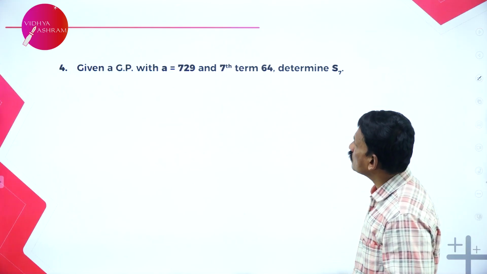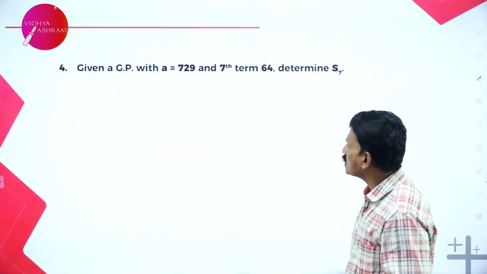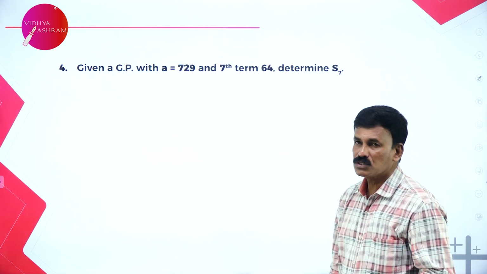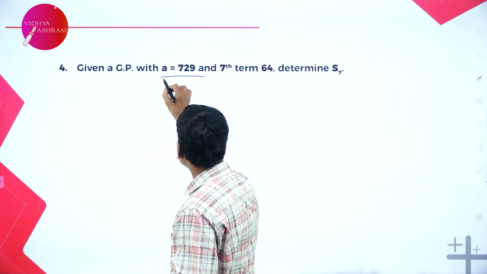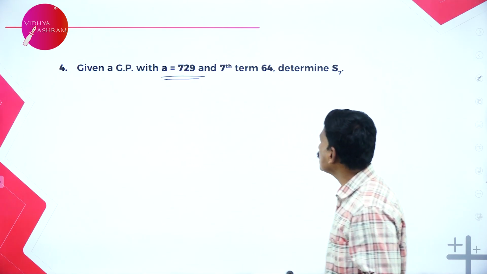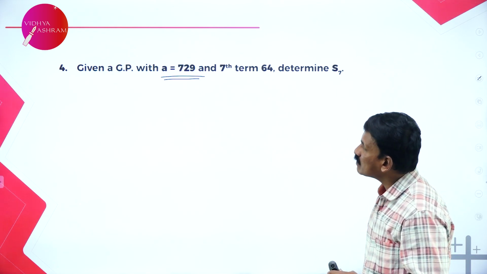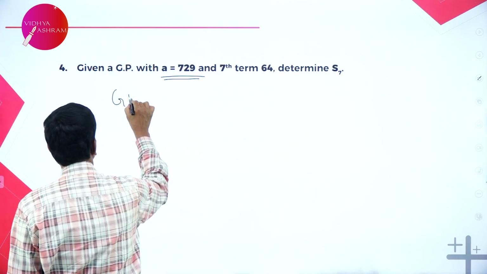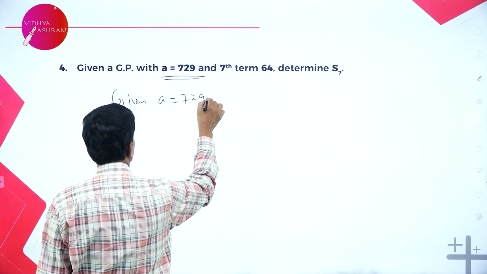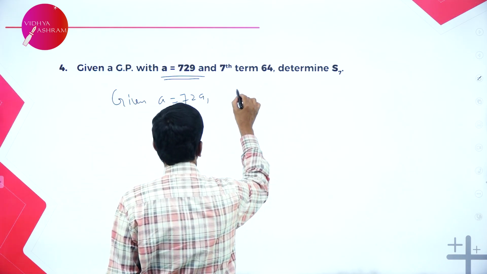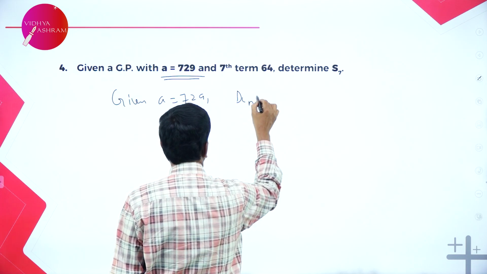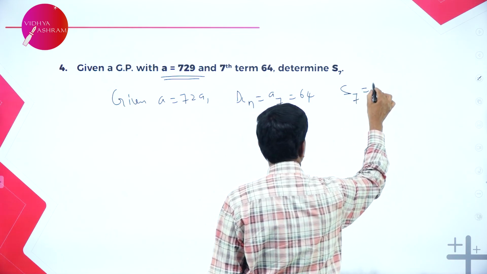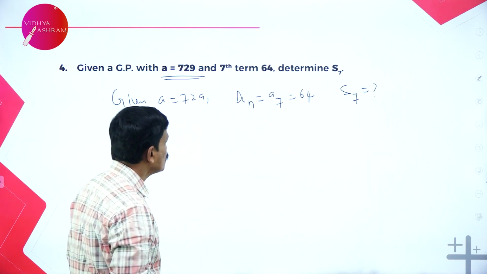Now, just move on to the next problem. Given in a GP with A is equal to 729 and 7th term is 64, determine S7. So what is given? The first term is given as 729. The 7th term is 64. Determine the sum of the 7 terms. The 7th term A7 is equal to 64. What is to find is S7.